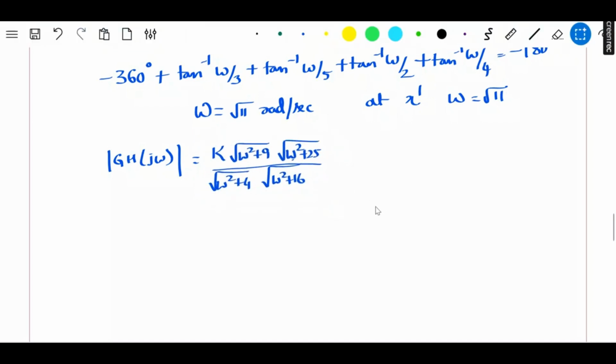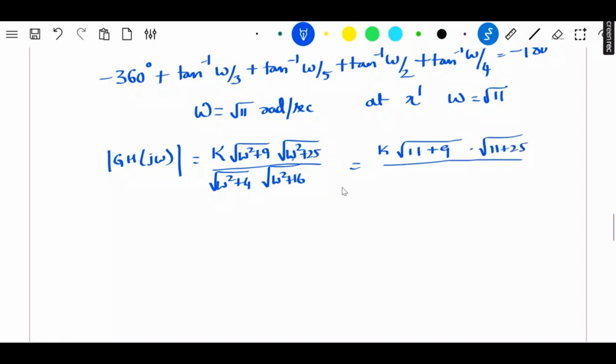Now you need to substitute omega equal to root 11. So what I get when I substitute omega equals root 11 is K into (11 plus 9), because root 11 squared is 11, into (11 plus 25), divided by square root of (11 plus 4) into square root of (11 plus 16).